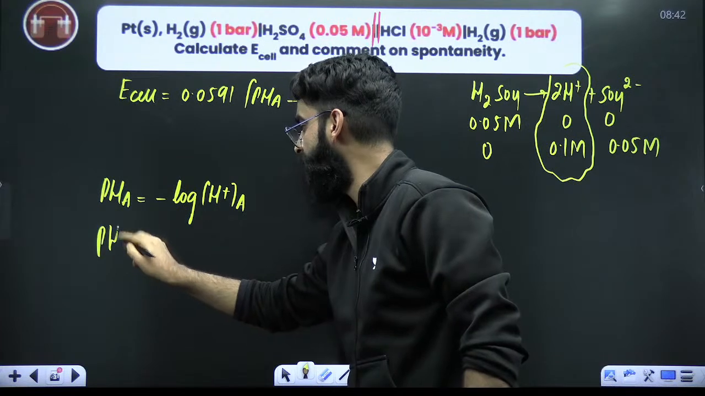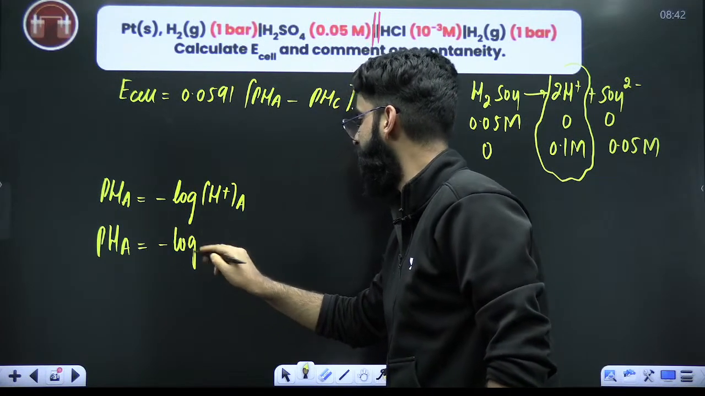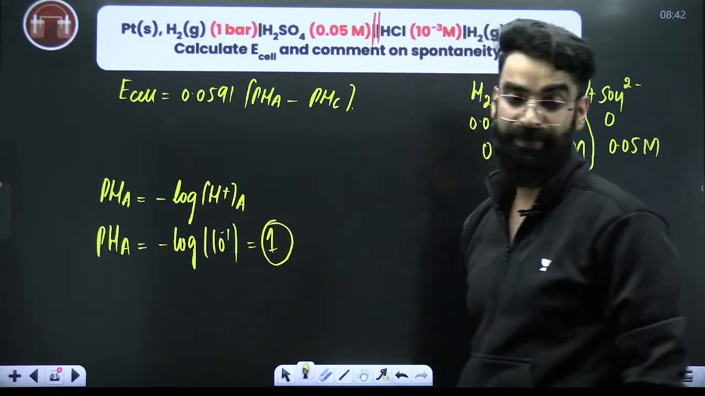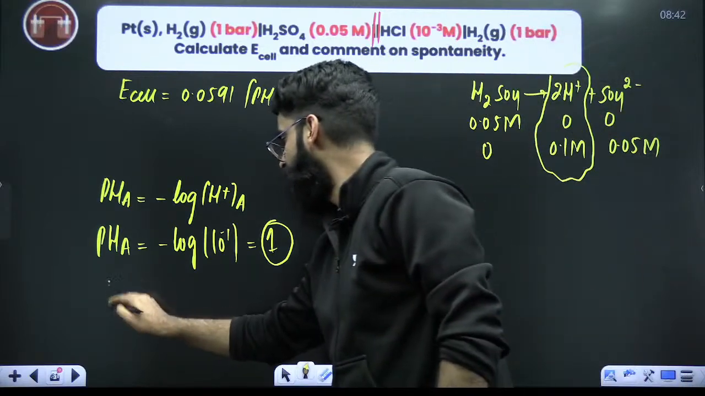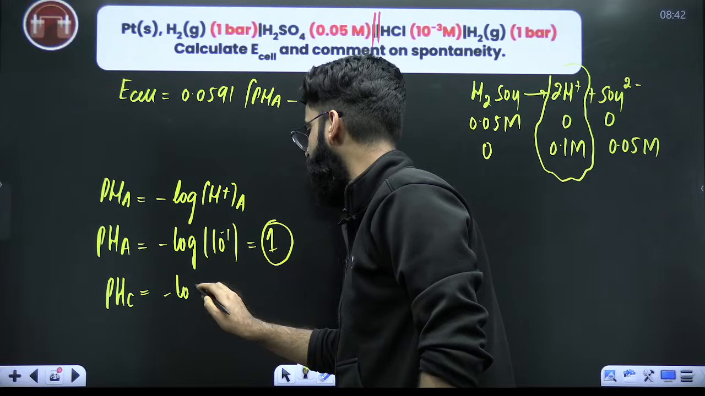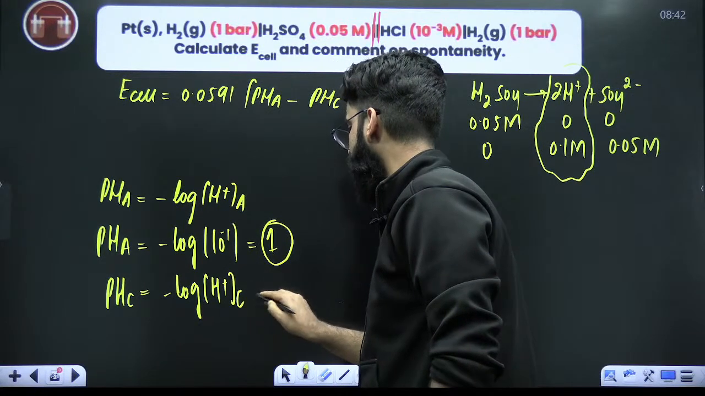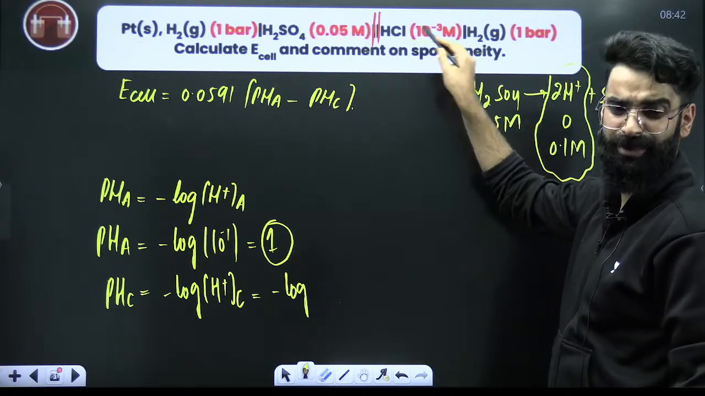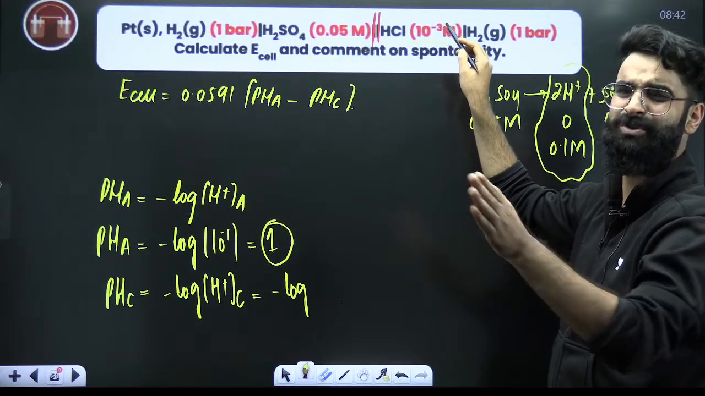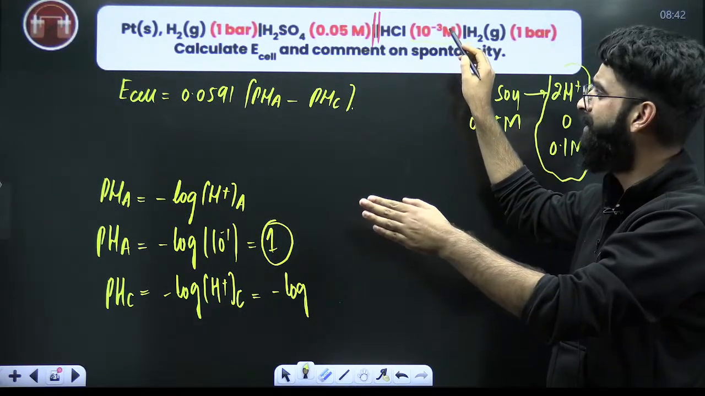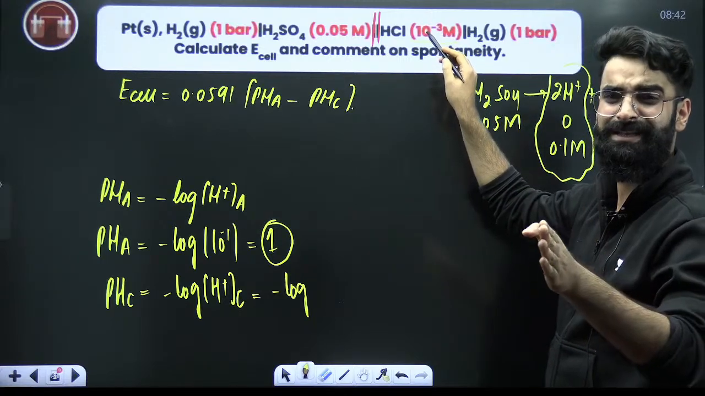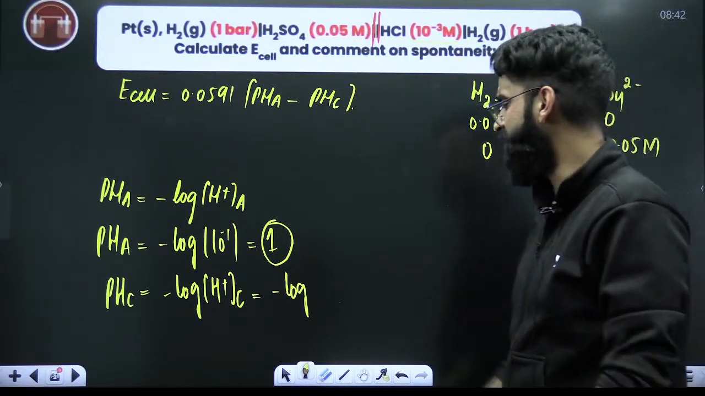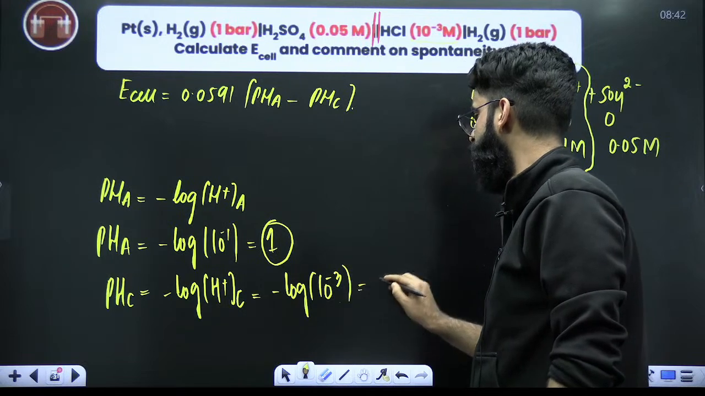So calculate the pH of the anodic container. pH of anode is minus log of H positive of anode. H positive concentration of anode is 10 raised to the power minus 1 molar, so pH of anode is 1. Now calculate the pH of cathode, which is minus log of H positive concentration of cathode. In cathode, you have used HCl, which would have dissociated as H positive plus Cl negative, 1:1:1 stoichiometry. So 1 mole of HCl gives 1 mole of H positive. So the concentration of H positive in cathode is 10 raised to the power minus 3 molar, and the pH comes out to be 3.